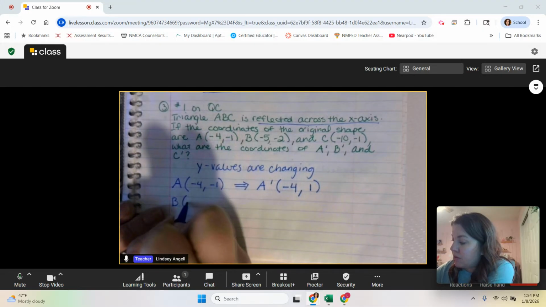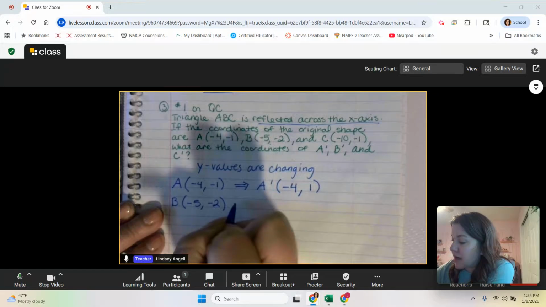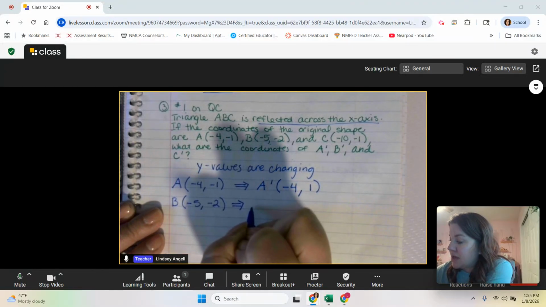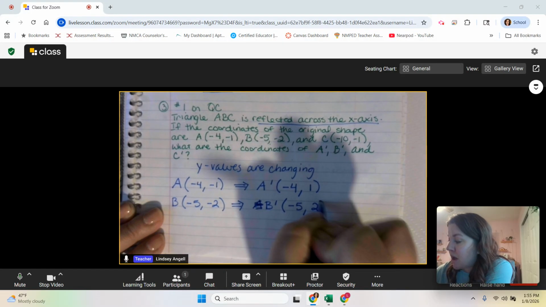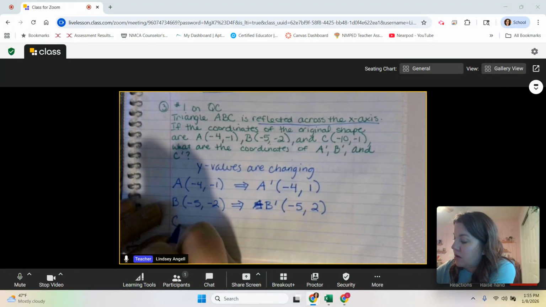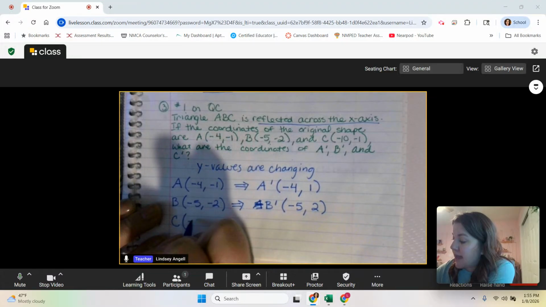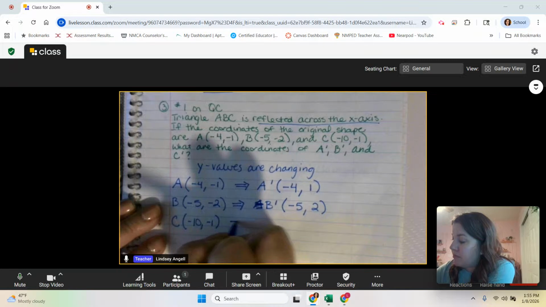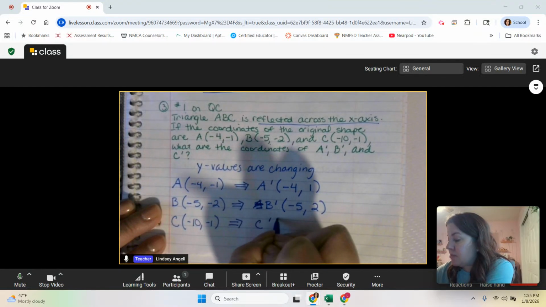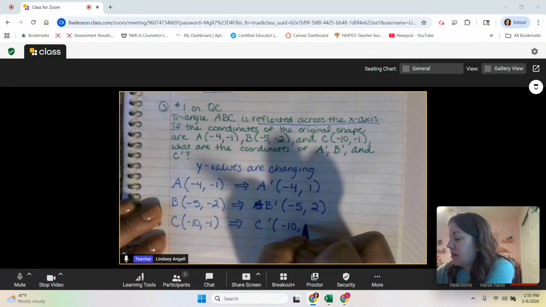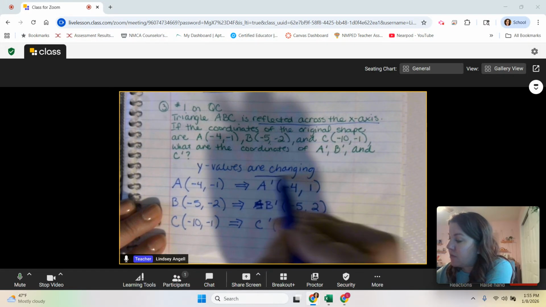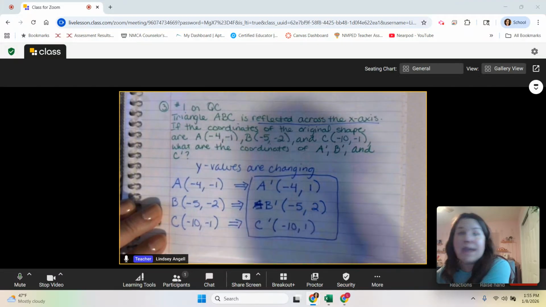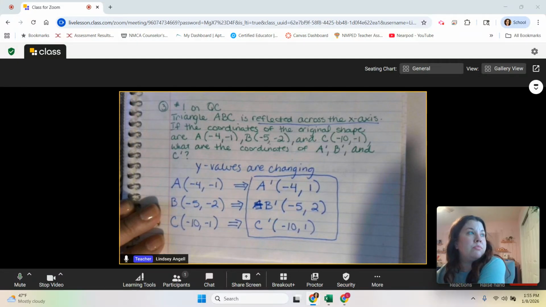For B, we had (-5, -2) as our coordinate. After the reflection, B prime is now going to be (-5, +2). For C, it was at (-10, -1). After the reflection, C prime becomes (-10, +1). So this is what you're looking for in your answer. Make sure to find that.